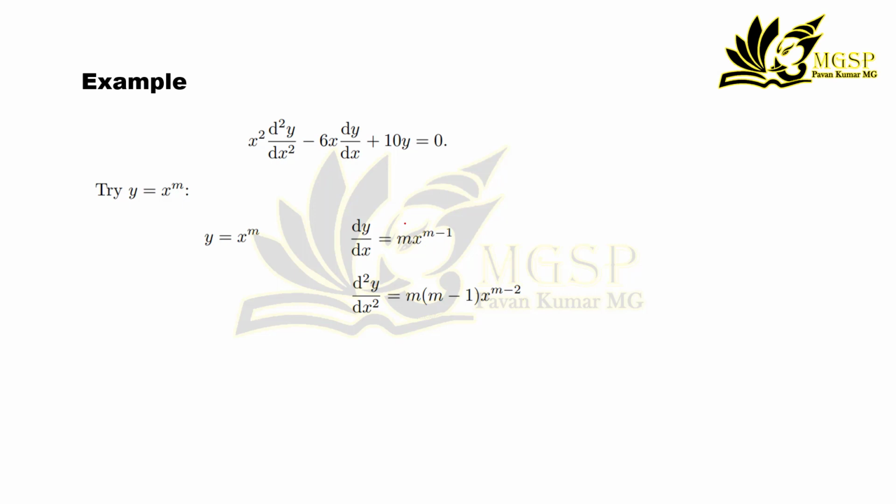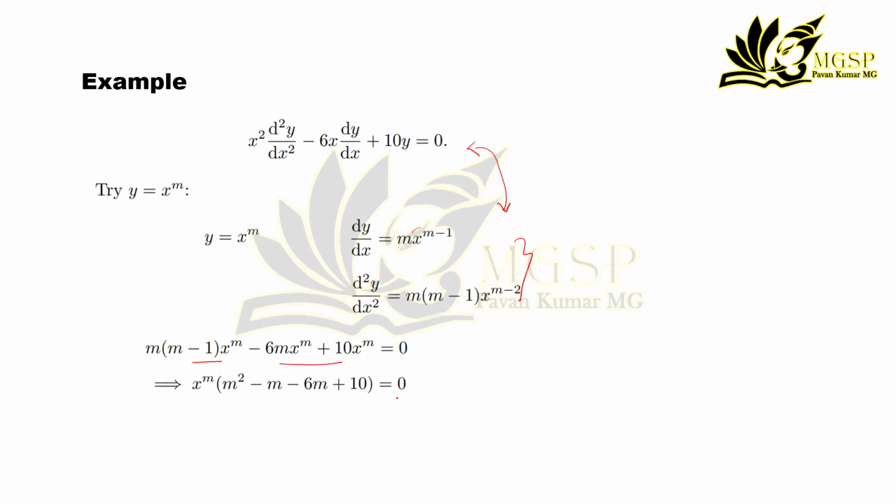Differentiate again, this term goes here again for the second order. So m minus 1 x power m minus 2. Now substitute these two values in this expression, so you will be getting this equation. Now take x power m common: m square minus m minus 6m plus 6 plus 10 is equal to 0.